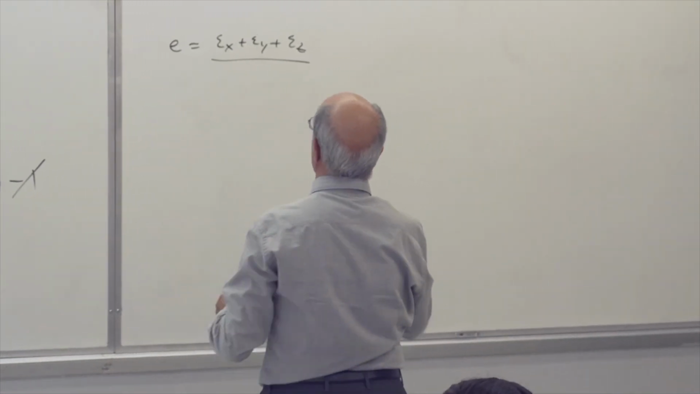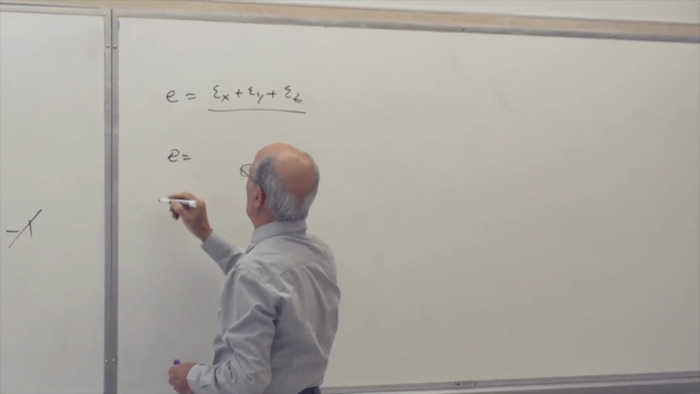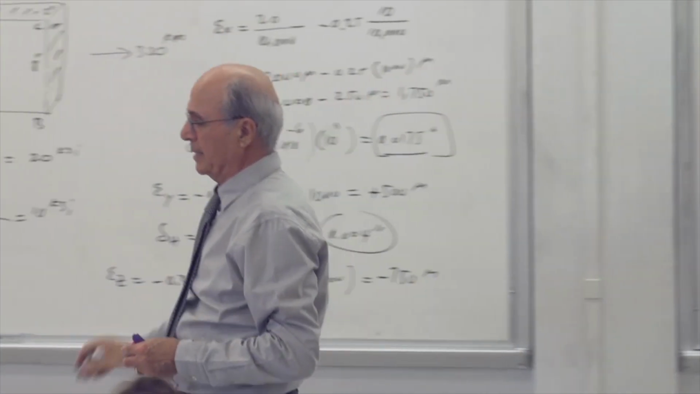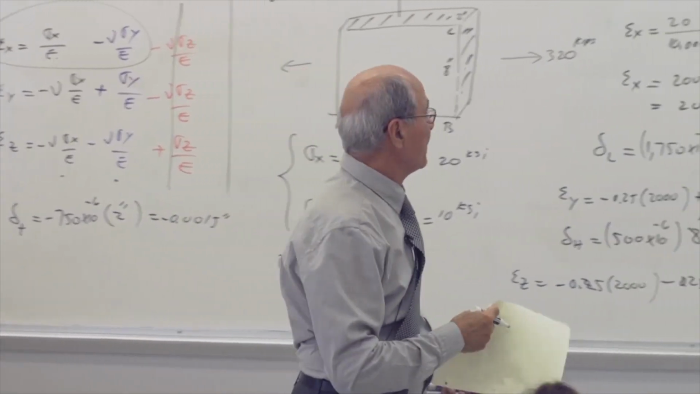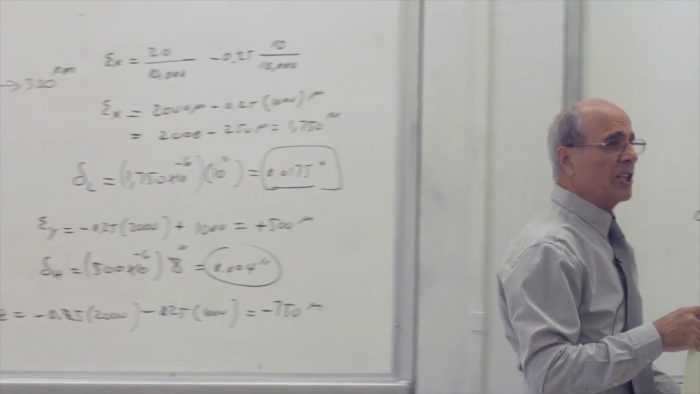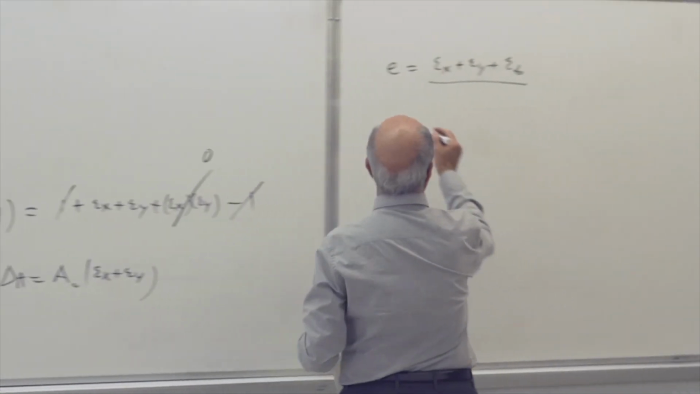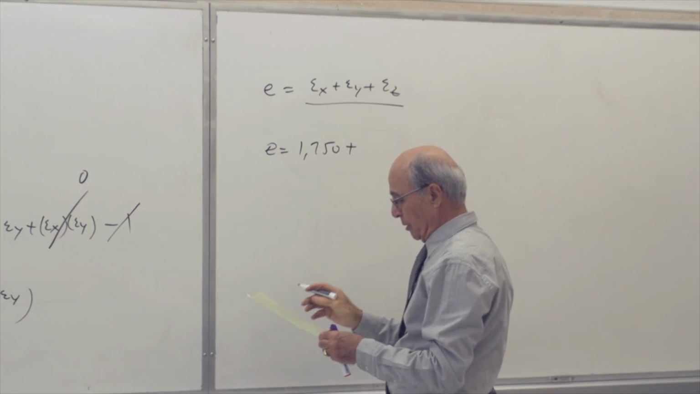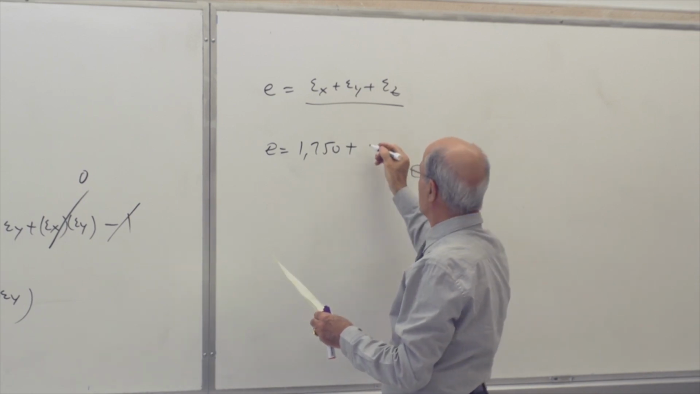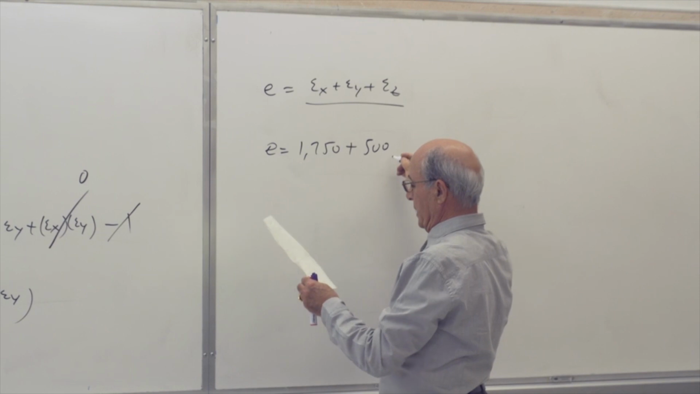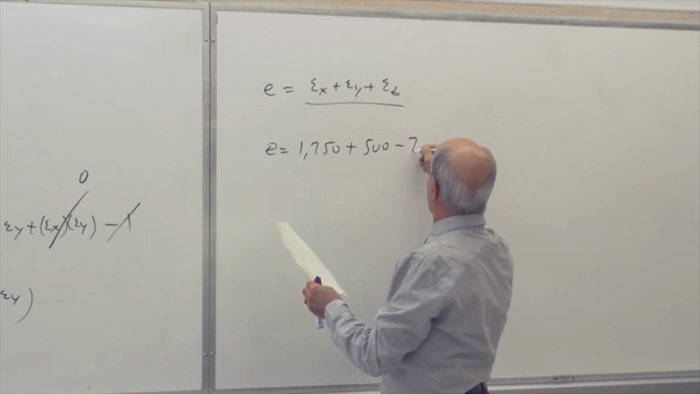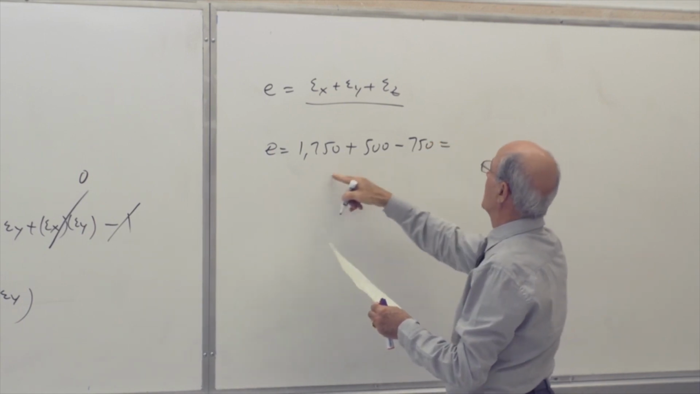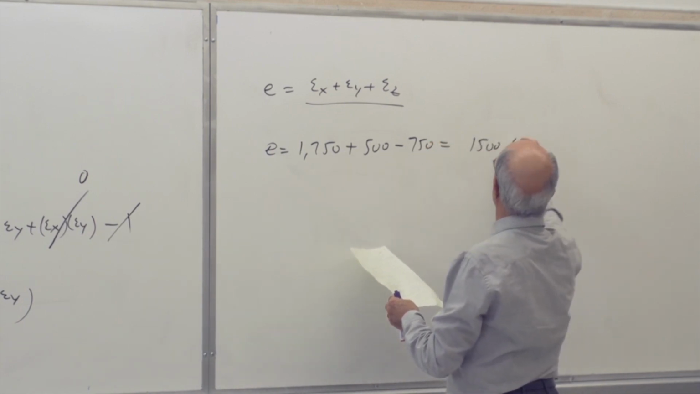Here, epsilon e, the amount of change for 1 unit, is epsilon x plus epsilon y plus epsilon z. What was our epsilon x? How many micro was it? 1,750 micro. What was epsilon y? You have it there in front of you. I want you to double check so we get used to that. Epsilon y was equal to 500, and epsilon z was minus 750. That ends up to 1,500 micro.